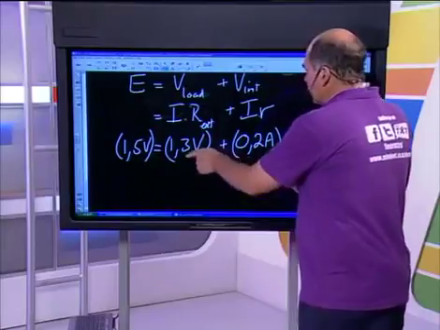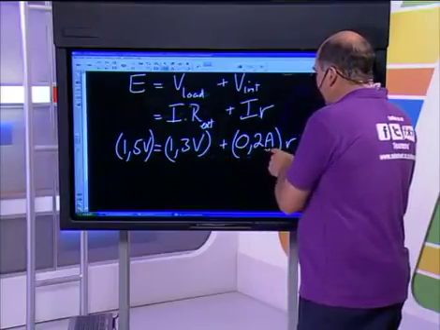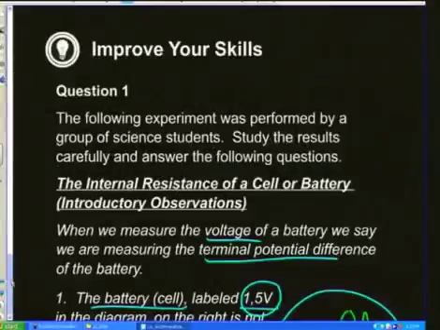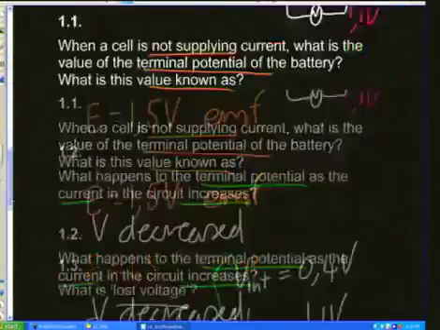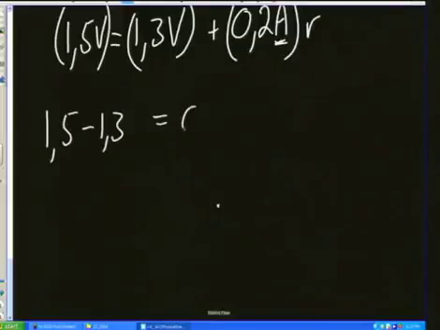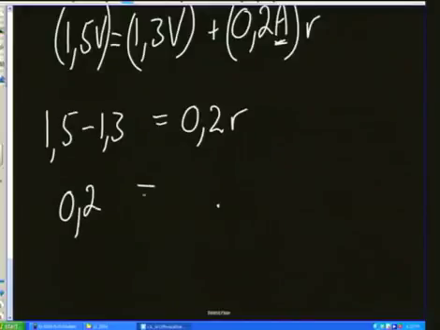Because you don't suddenly want to put current in and recognize that current is in amps and it's not in volts. Amps times ohms gives us volts, so we are happy with that. So I'm just going to carry on and use the calculator now to work out the little r. And let's move it down and extend the page. The first thing I'm going to do is say 1,5 minus 1,3 equals 0,2 times little r. And if I do that calculation, I recognize that's 0,2, which is quite nice, and that's 0,2 over here.